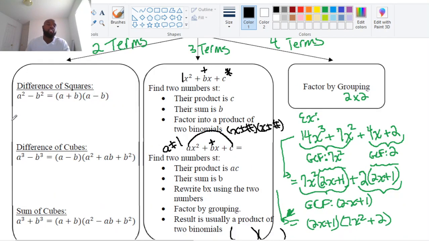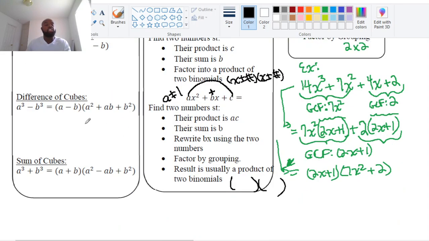And then we have polynomials with 2 terms. There are 3 methods that we use to factor. There's a difference of squares. So if you notice that the first term is a perfect square and the second term is a perfect square, you factor by doing the square root of the first term, put it in the first slots here. You do the square root of the second term, put it in the slots there. You separate it with a plus and a minus. There are similar formulas for sum and difference of cubes. Those formulas are given here.